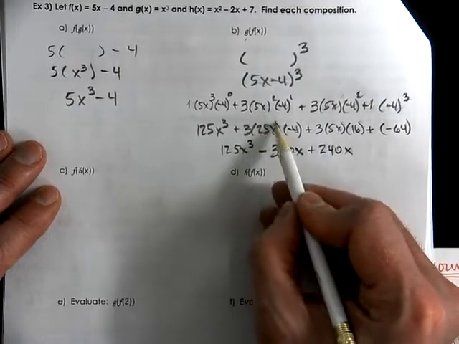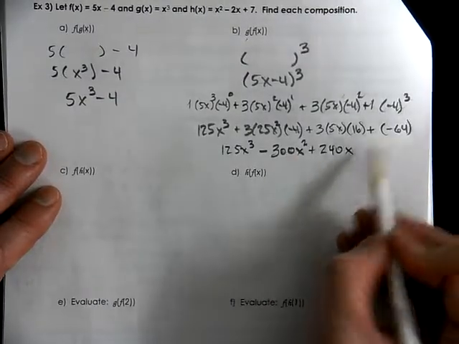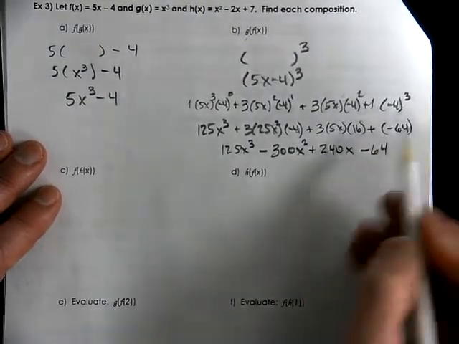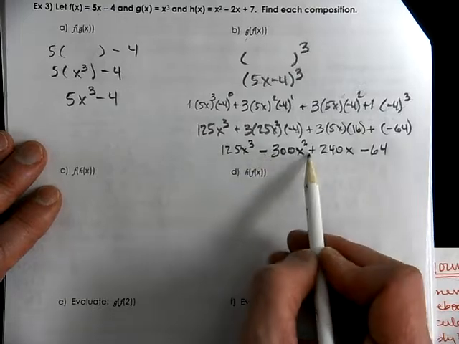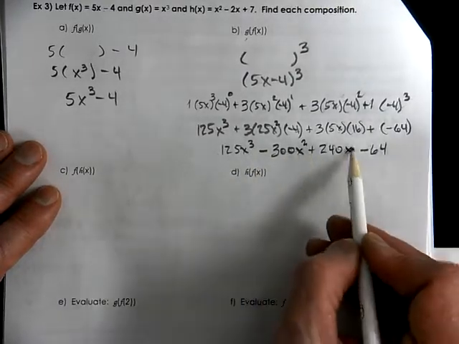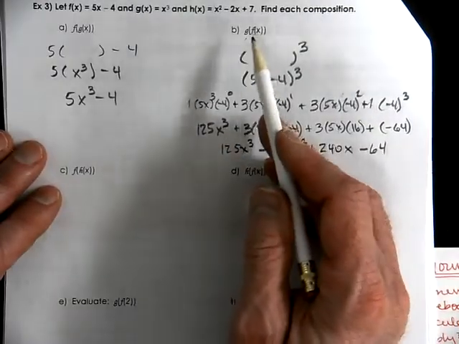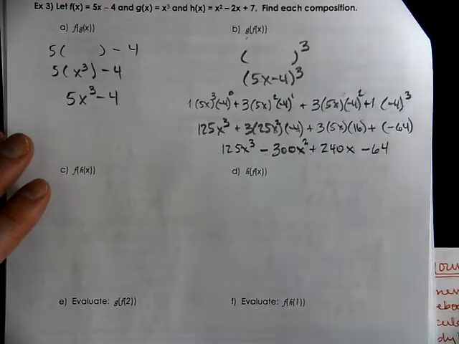This would have to be 25x squared, so that makes this a square. And then minus 64. Notice my signs are plus, minus, so that makes sense. My exponents are decreasing. So there you go. That is g of f of x.